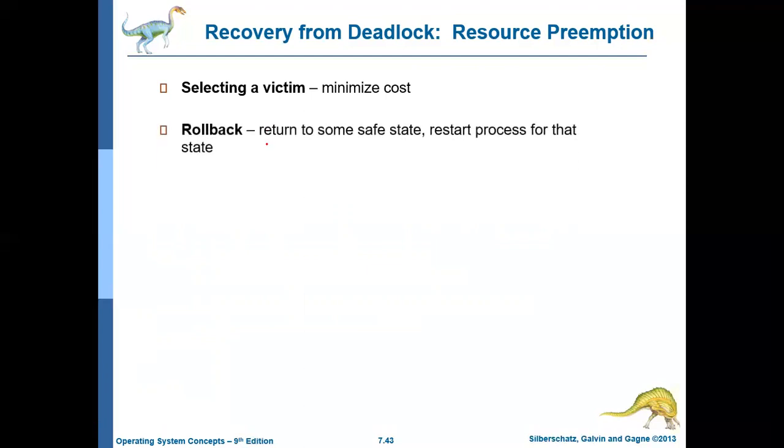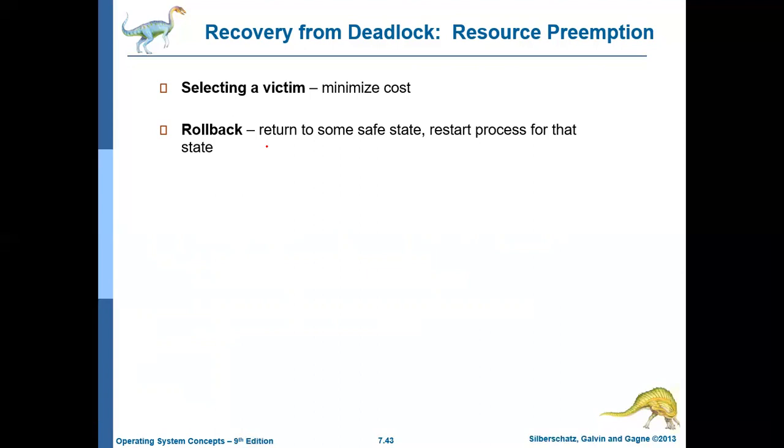The second step is, whenever you preempt a resource, you cannot leave the process in the same state, because the resource was already allocated and the process might have done something with that resource. So after preempting the resource, the process should be rolled back to some safe state. If you are unable to roll back to a safe state, then that particular process should be totally restarted.